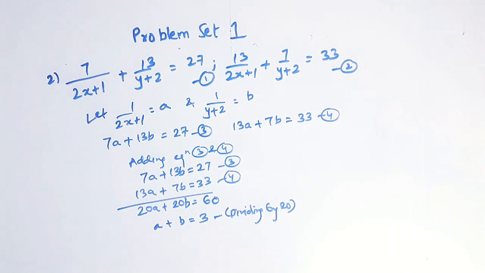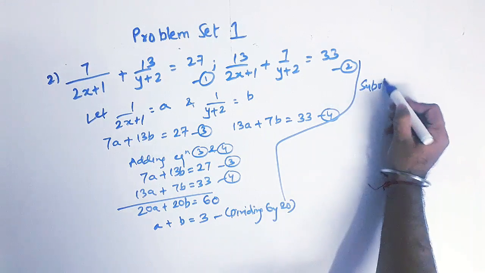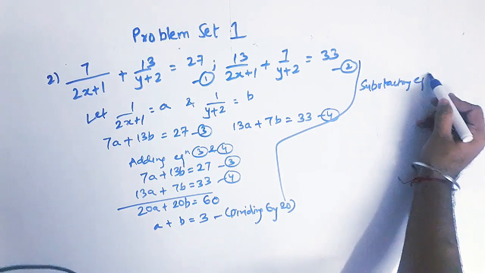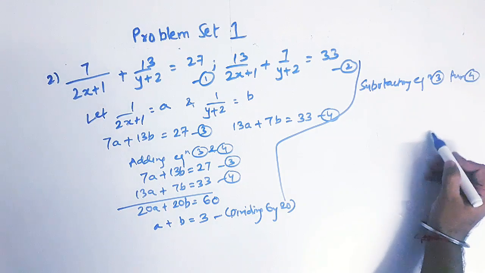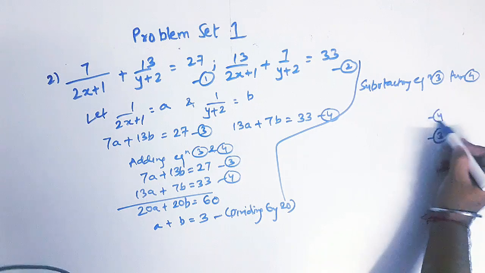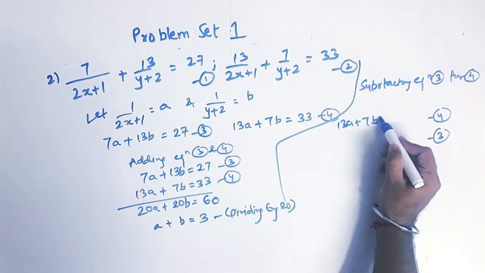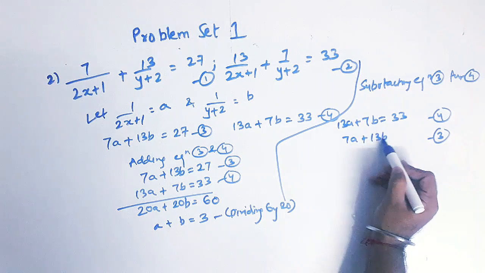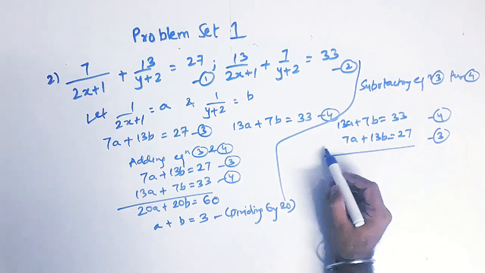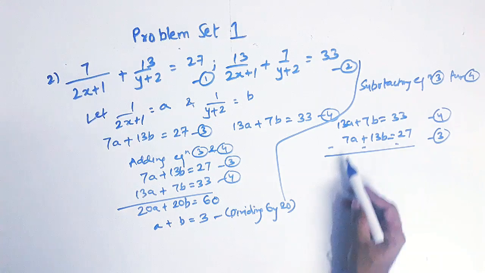Okay, we got a new equation. Now subtracting it one time will also give me a new equation. Subtracting equation 3 from 4th. So 3 I'll place below, 4 I'll place above. Fourth one is 13a plus 7b equals to 33, and this is 7a plus 13b equals to 27, minus, minus and minus. Okay, now what is 13 minus 7?